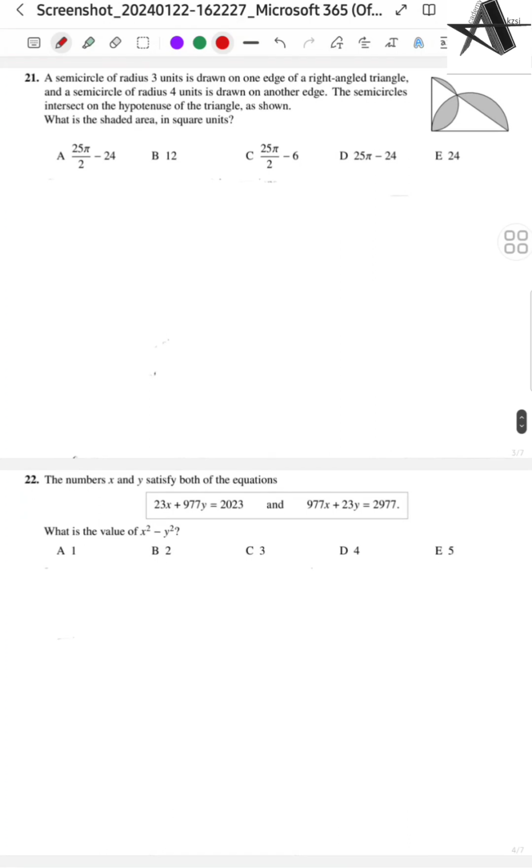A semicircle of radius 3 units is drawn on one edge of a right angle triangle, and a semicircle of radius 4 units is drawn on another edge. The semicircles intersect on the hypotenuse of the triangle as shown. What is the shaded area in square units? See, if you look at this, you can clearly understand that we have to add the areas of the semicircles and subtract the triangle.